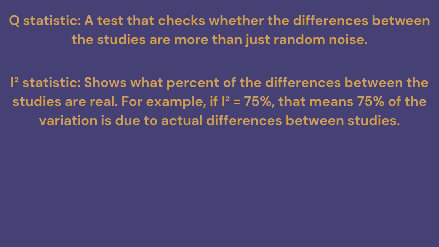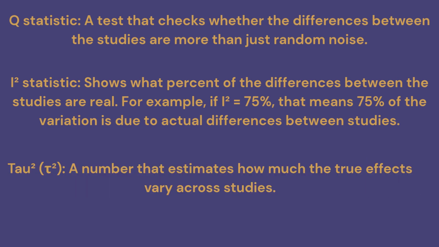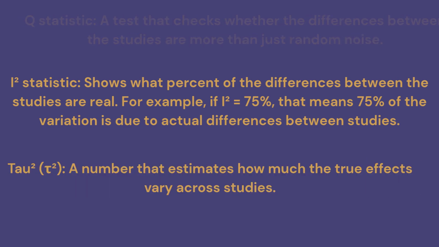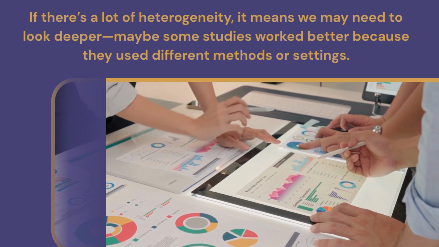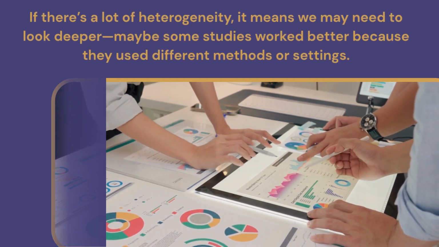For example, if I squared equals 75%, that means 75% of the variation is due to actual differences between studies. Tau squared, a number that estimates how much the true effects vary across studies. If there's a lot of heterogeneity, it means we may need to look deeper. Maybe some studies worked better because they used different methods or settings.